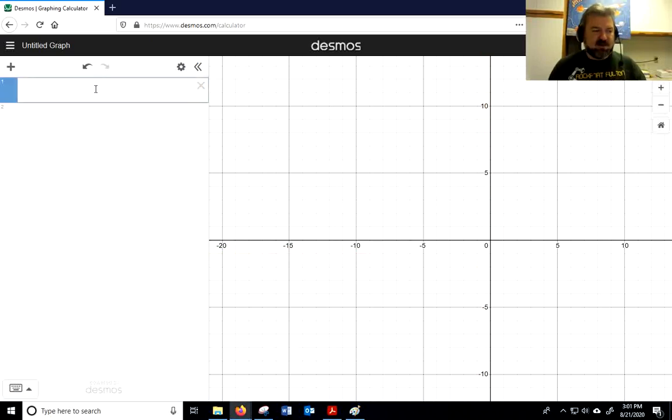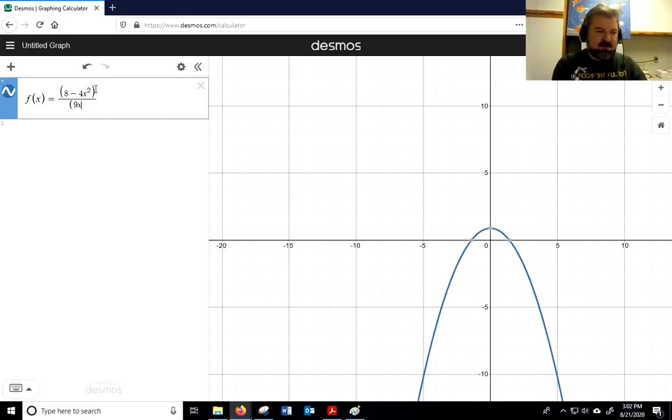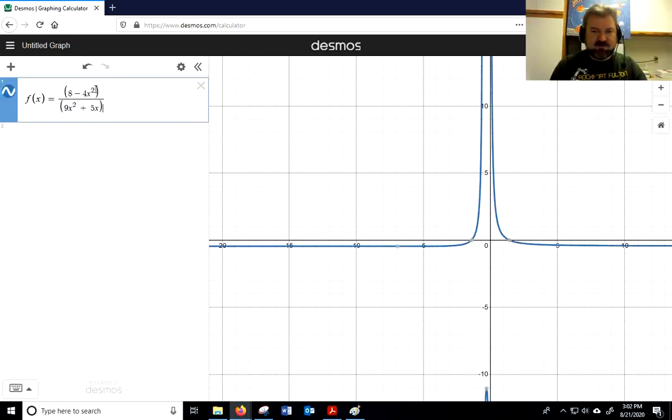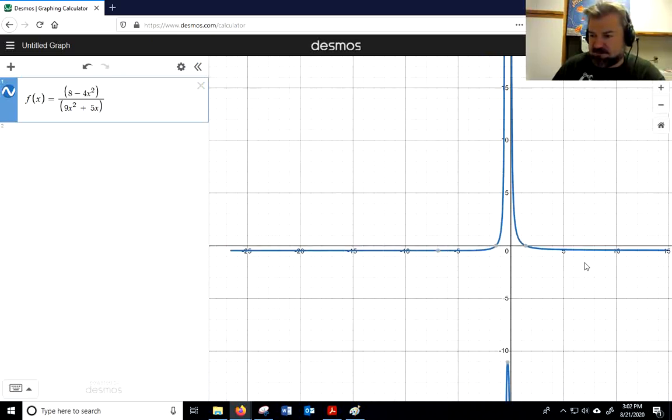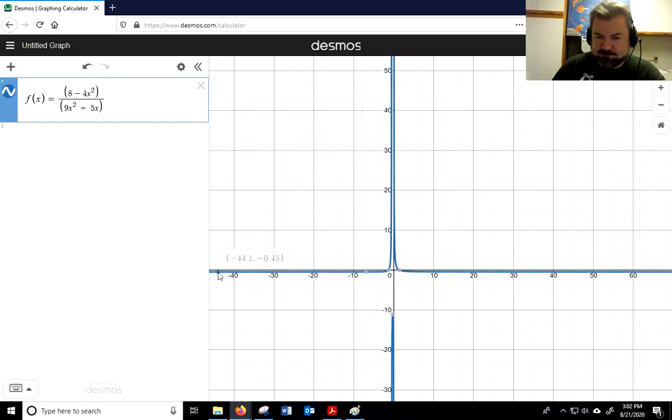All right, now let's graph the other one. We had 8 minus 4x squared divided by 9x squared plus 5x. And we said we had one horizontal asymptote of negative 4 over 9. So we should see this approaching negative 0.44444444. And likewise over here. Yep, getting closer, right? There it is. So, yep, looks like we did it right.